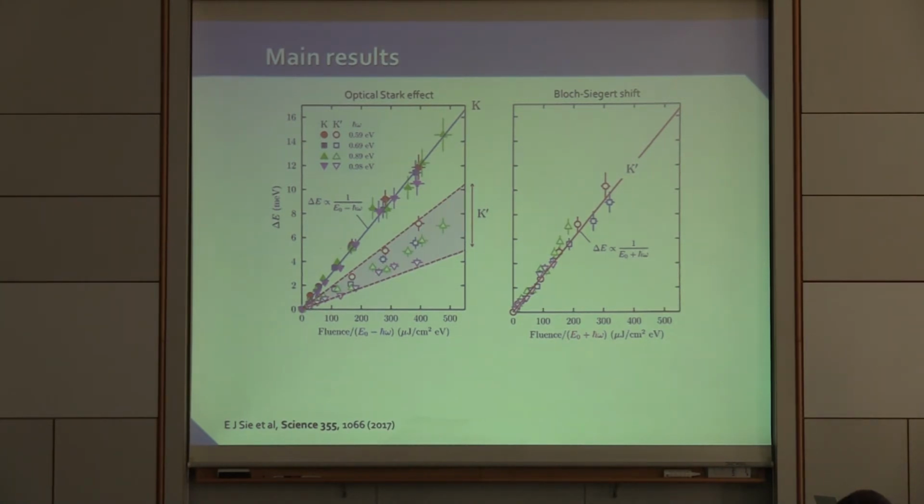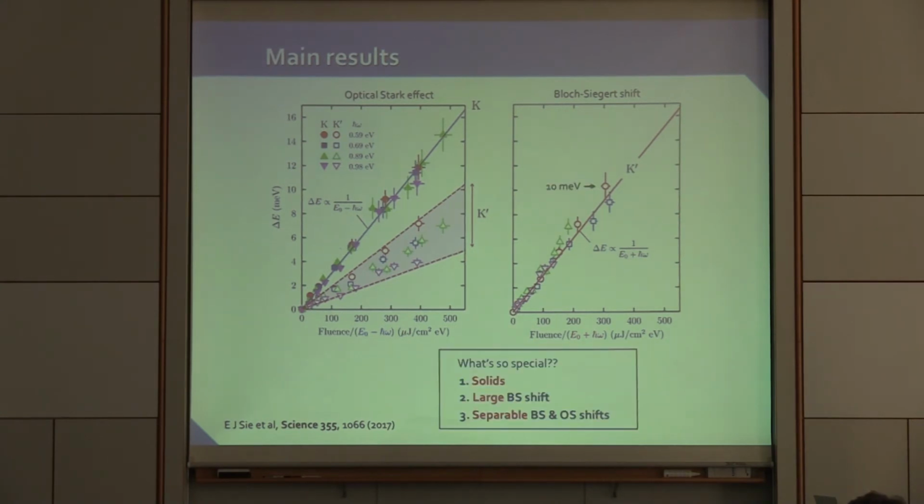So we see something interesting. At the k value, we see the optical Stark effect. At the k prime value, we see the Bloch-Siegert shift. They are separated completely. And one thing is that we can see a Bloch-Siegert shift of about 10 milli-electron volts, which is pretty large compared to the atomic system, which was about 4 micro eV or something like that.